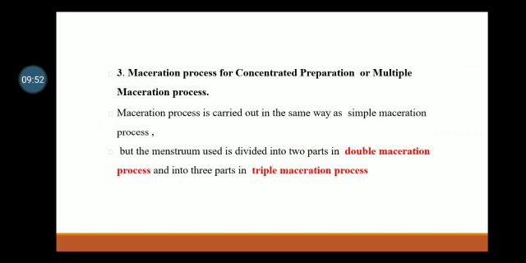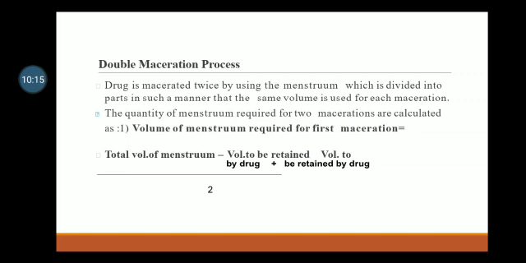Third, the maceration process for concentrated preparations, or multiple maceration process. The maceration process is carried out in the same way as the simple maceration process, but the menstruum used is divided into two parts in the double maceration process and into three parts in the triple maceration process. Double maceration process: the drug is macerated twice by using the menstruum, which is divided into parts in such a manner that the same volume is used for each maceration.